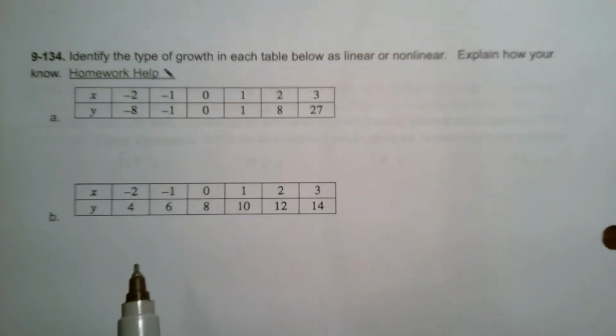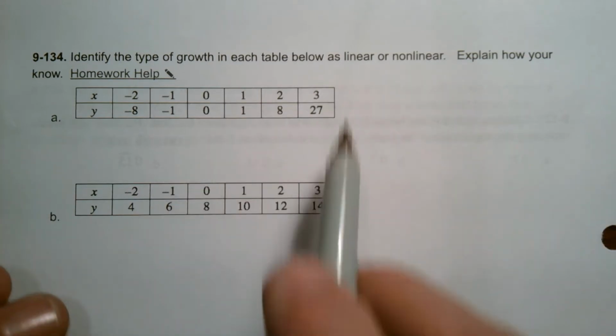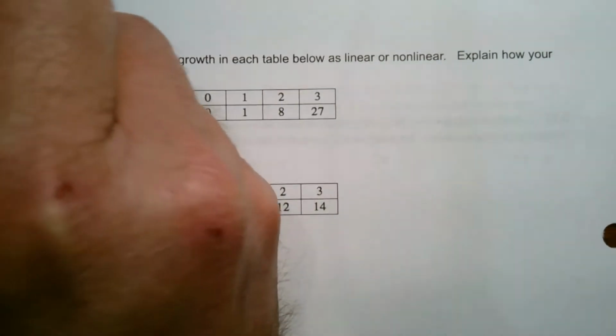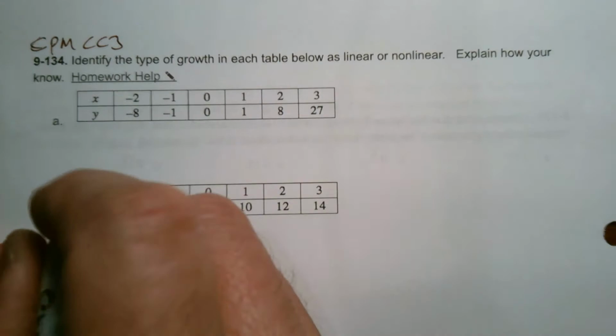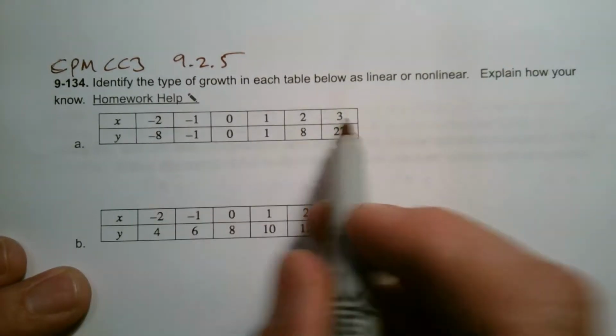We are looking at a problem where I've got to identify the type of growth given a table, and then determine if it's linear or nonlinear, if it's constant or not. So this is coming from CPM Course 3, and this is section 9.2.5. So let's start with one table at a time.